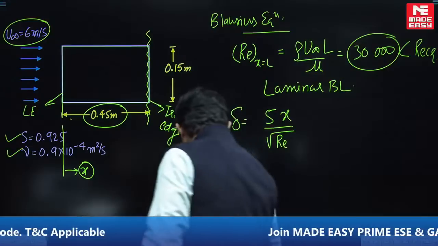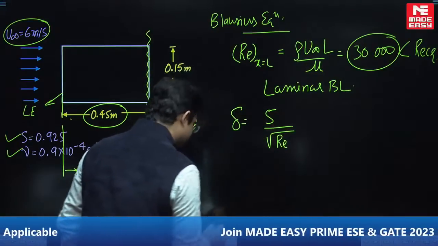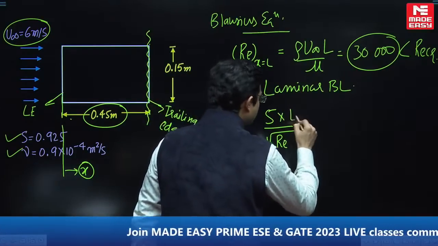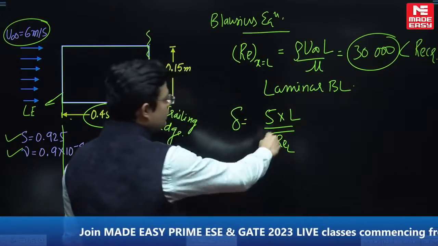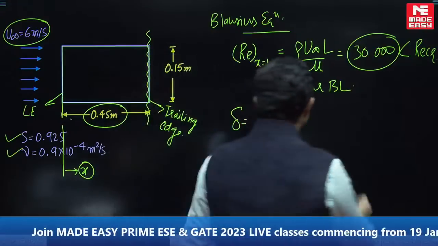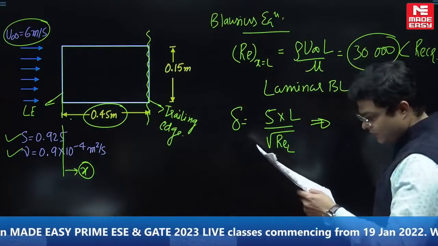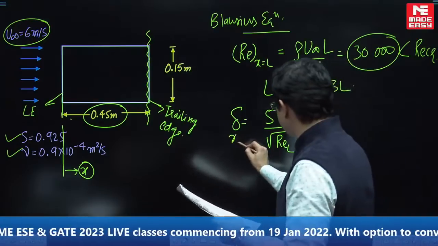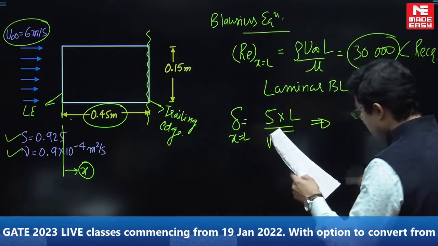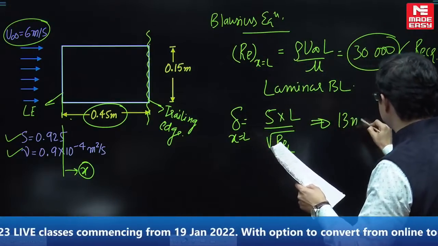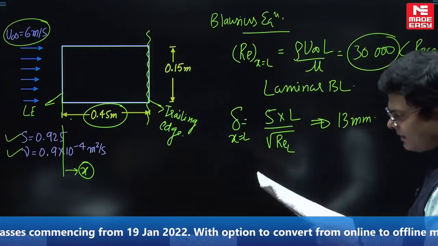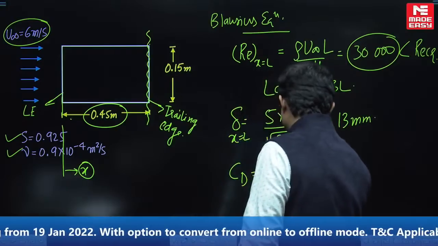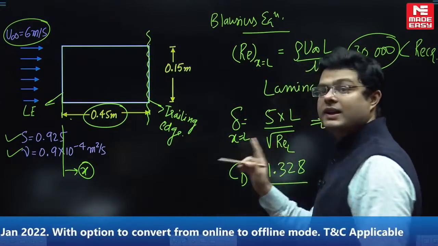But listen, he is asking you the boundary layer thickness at the trailing edge, so you should put in place of x, you should put L, and Reynolds number also you should put at the trailing edge. Clear guys? So you will get the value of delta from here. The delta value at the trailing edge at x equal to L will come out to be 13 mm. I am giving you the answers. CD value also you can find out. CD is 1.3 for laminar boundary layer.